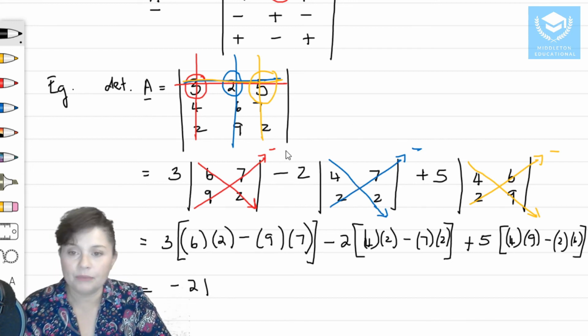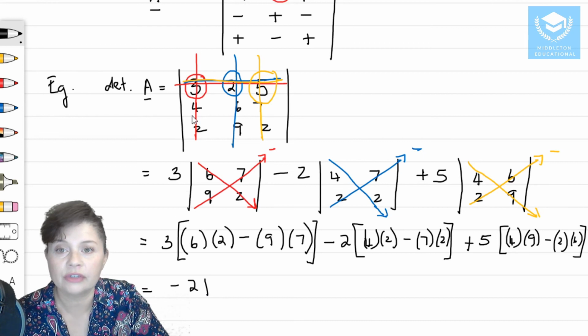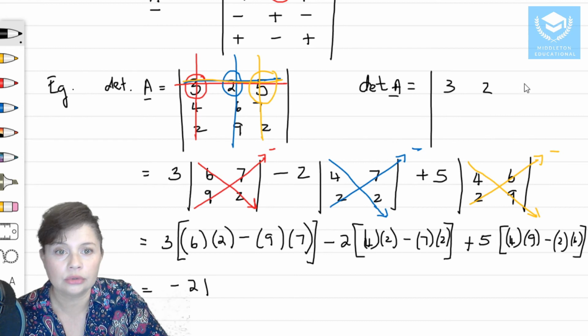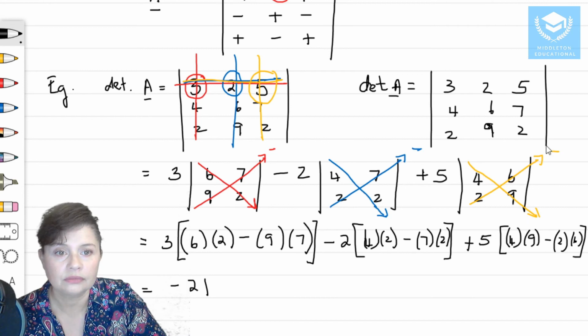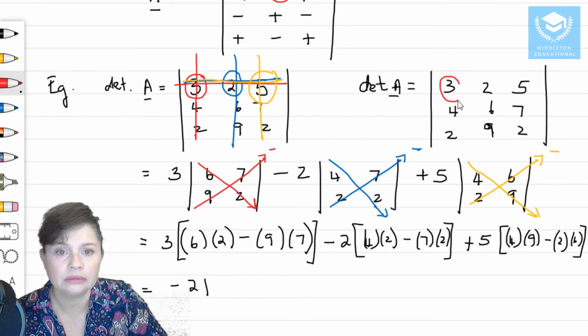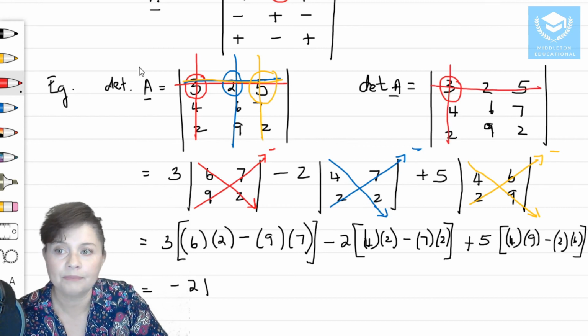Now, you'll find that if you use the first column, for example, so let me just rewrite this. You can try this for yourself. I'm not going to go through this again. So 2, 5, 4, 2, 6, 7, 9, and 2. Say you use the first column. So my first red one is going to be this one, multiplied by the minor, which will be that over there.